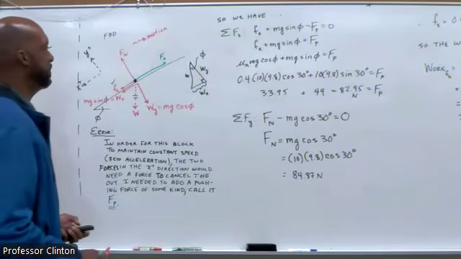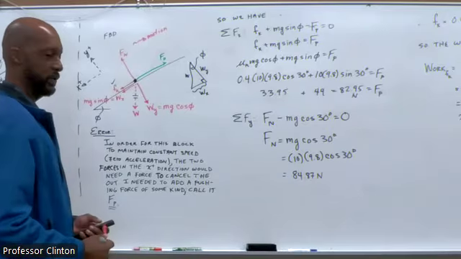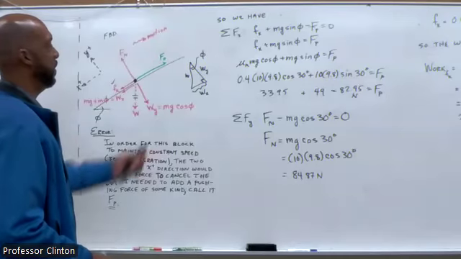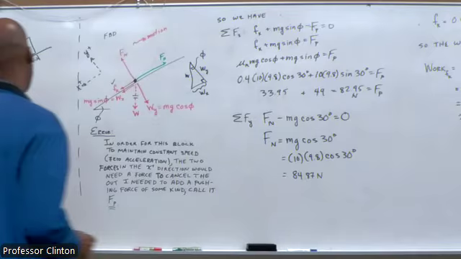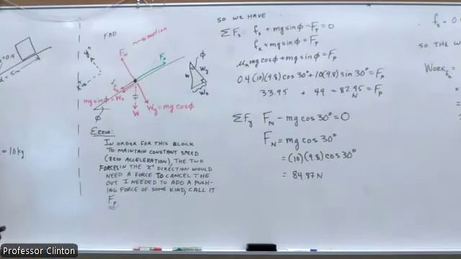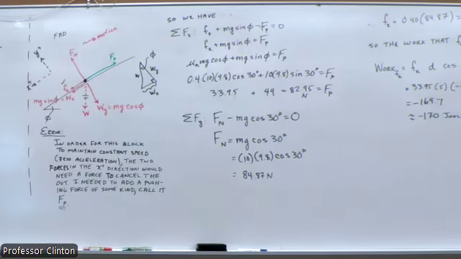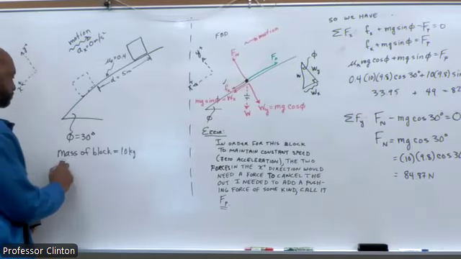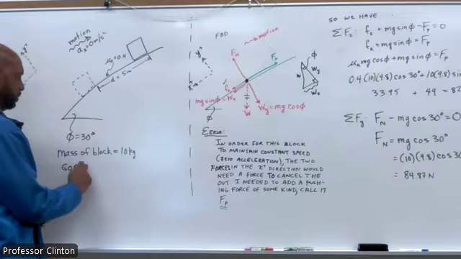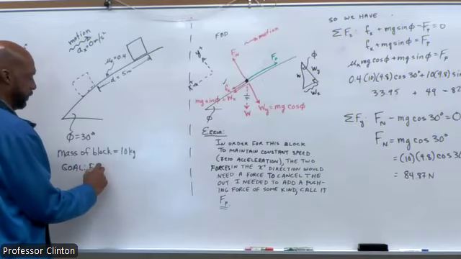So F sub P is the force that we left off. I do a lot of calculations over here. Remember what our goal was, by the way. Our goal was to find the work done by kinetic friction.